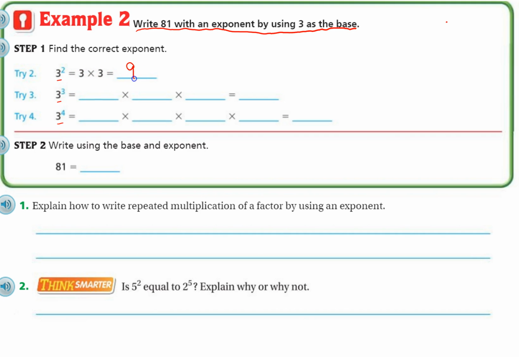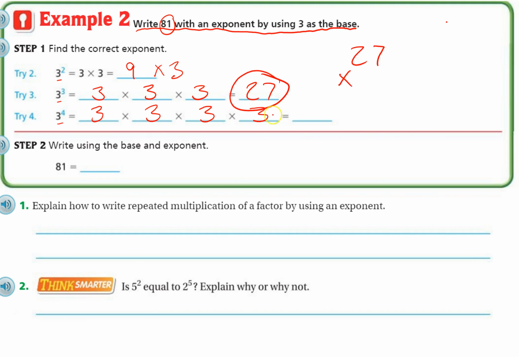So 3 times 3 is 9, and we don't get 81. And then 3 to the third power means 3 times 3 times 3. Well, 3 times 3 we already did was 9, and then 9 times 3 is 27. So we're still not there. And now we do 3 four times: 3 times 3 times 3 times 3. We can just take where we left off with the 27 and multiply that by another 3, and we get 81. So we found our number, 3 to the 4th.